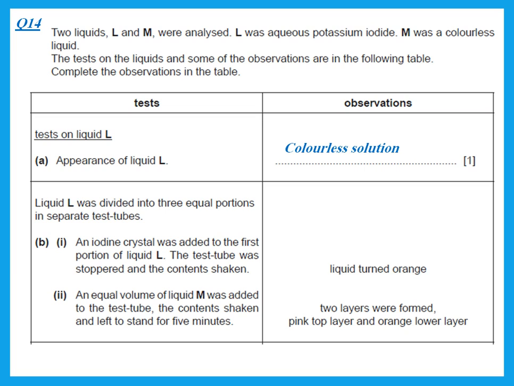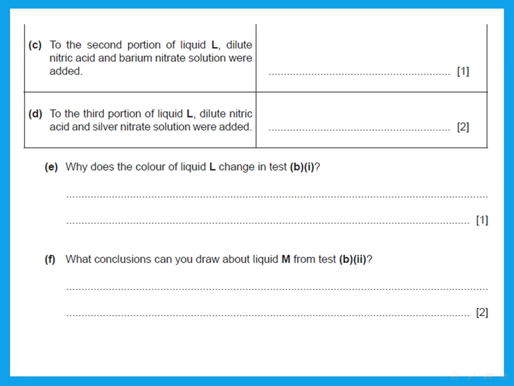Then he says an equal volume of liquid M was added, the contents were shaken, and he got 2 layers. That means he added liquid M and it formed 2 layers. That means the liquid is not miscible with water or with the previous solution. That means it is most probably an organic liquid. Remember, organic liquids are not miscible with water, so they form 2 layers with water.